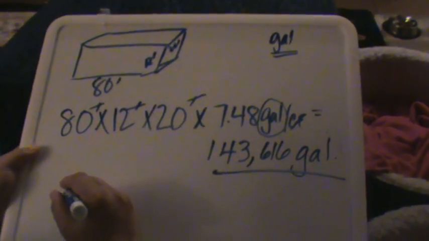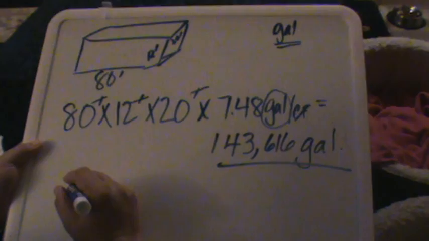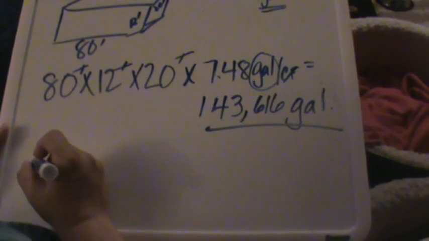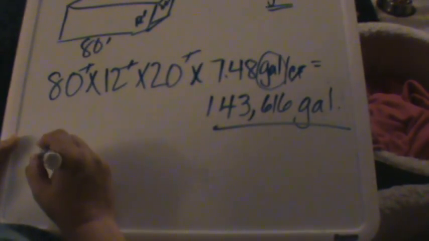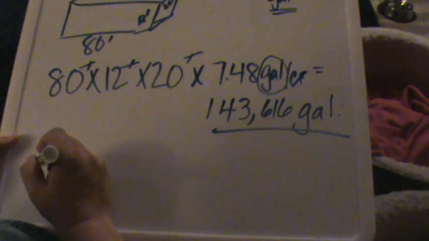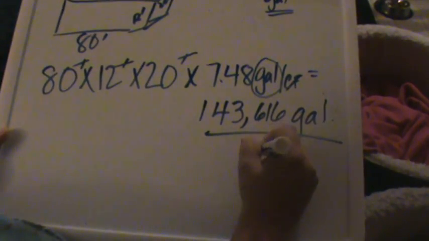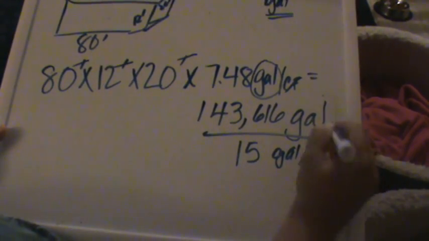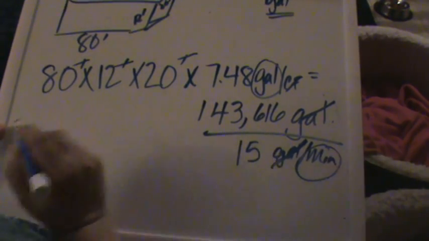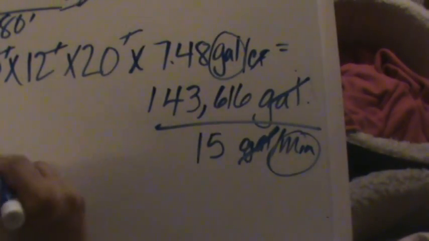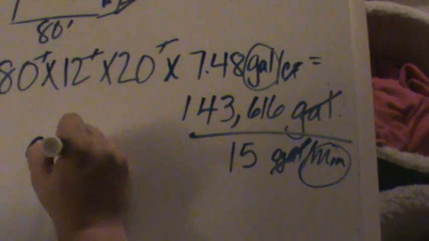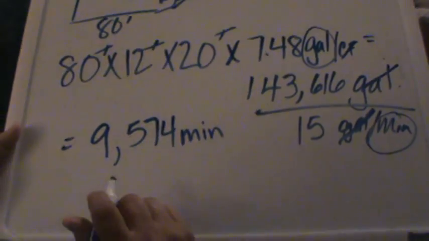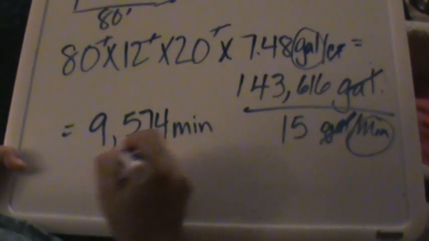Okay, the next question says, the swimming pool in question number 2 needs to be drained, cleaned, and filled. If the pipe that fills the pool flows at 15 gallons per minute, how long will it take to fill the pool? So we're going to take this 143,616 gallons, and we are going to divide that by 15 gallons per minute. So when we do the math, we'll be left with minutes, and that number is 9,574 minutes.